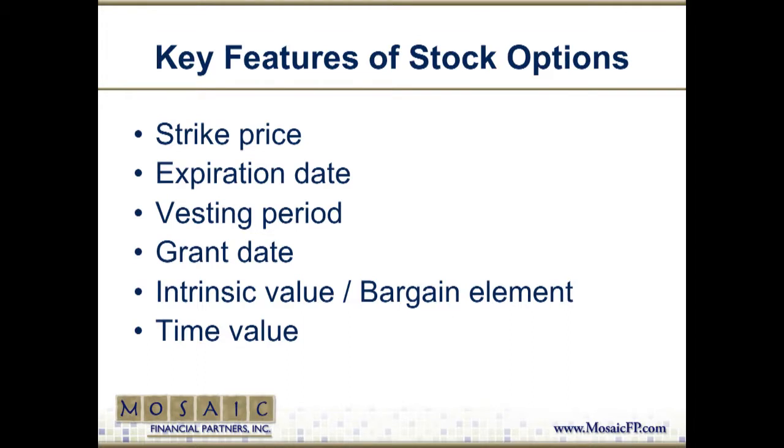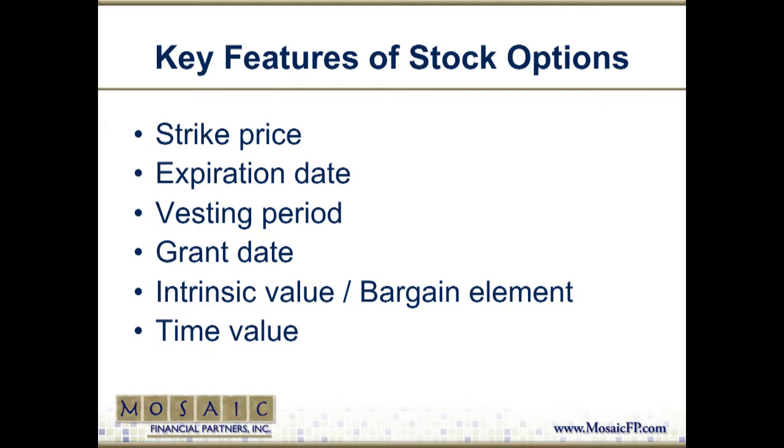They have a finite life. There is an expiration date, and that's the date at which the options go away. They are no more. Typically the options that I've seen have either a 10-year life or a 7-year life, but all of this is spelled out in a person's stock option agreement.